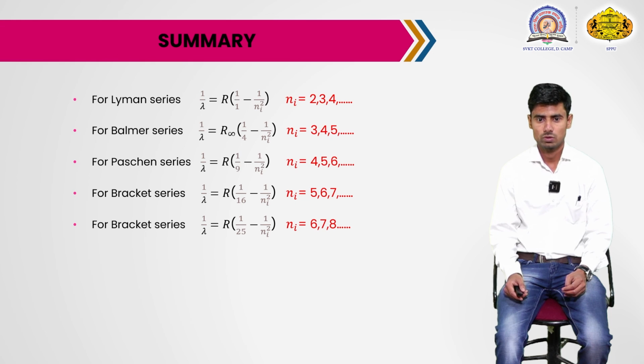Also in today's lecture we have seen various series. You have to remember that for the Lyman series Ni is 2, 3, 4 and Nf is 1. For the Balmer series Ni is 3, 4, 5 and Nf is 2. For the Paschen series Ni is 4, 5, 6 and Nf is 3. For the Brackett series Ni is 5, 6, 7 and Nf is 4. And for the Pfund series Ni is 6, 7, 8 and Nf equals 5.